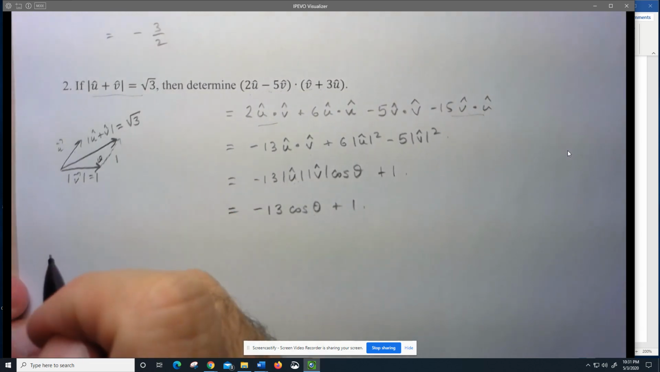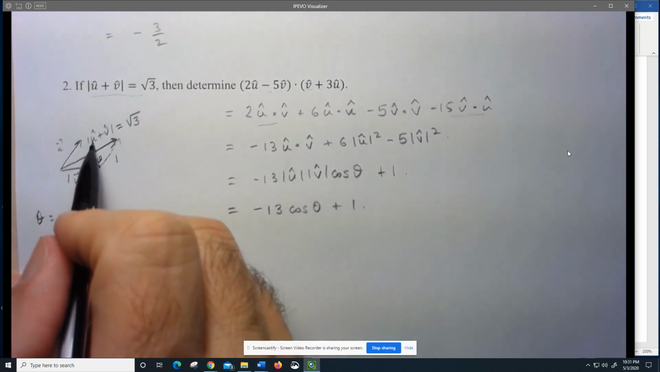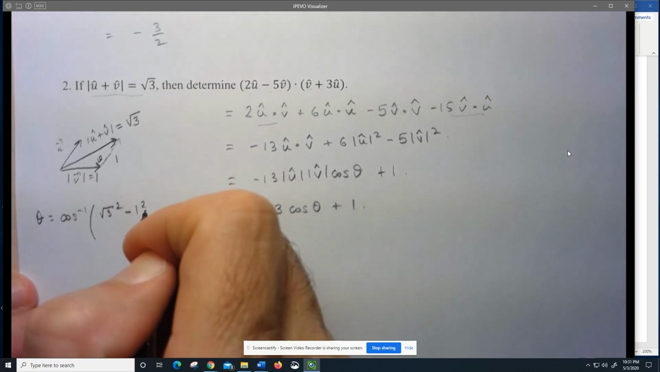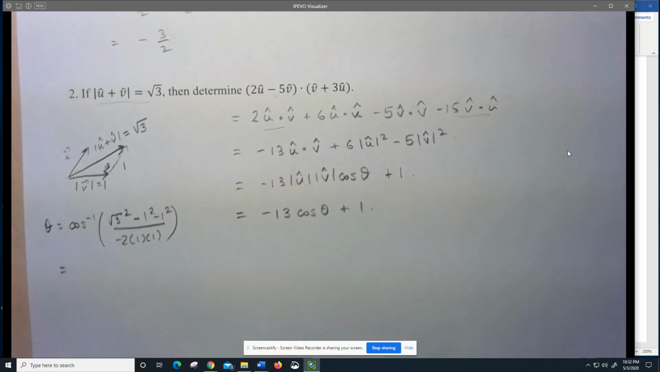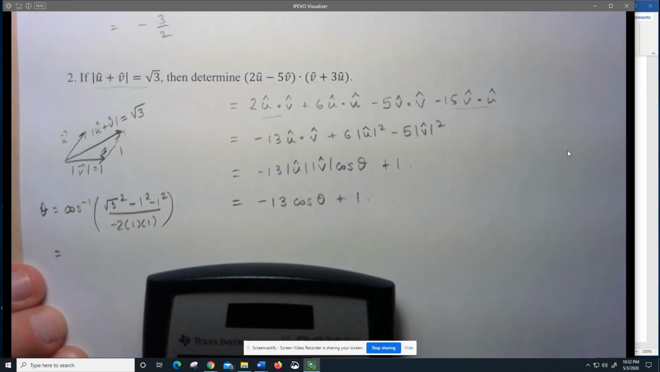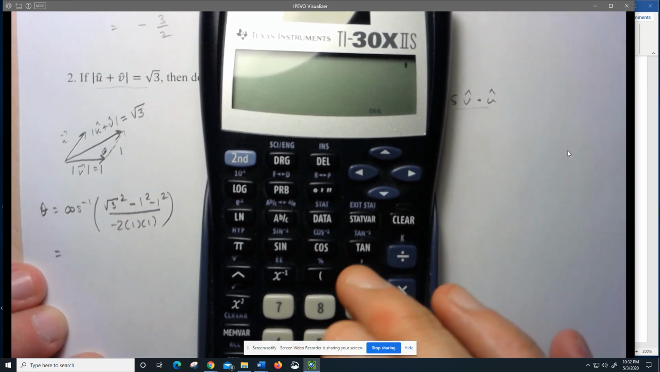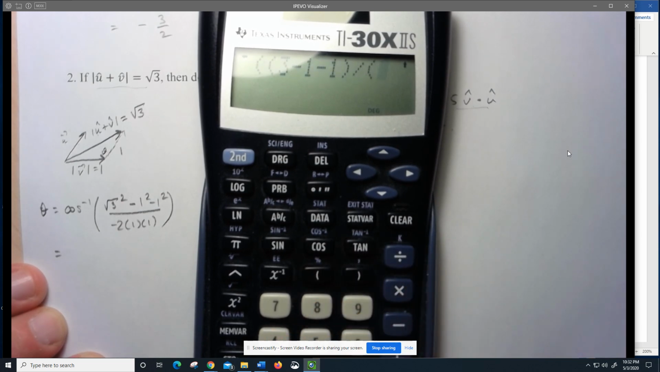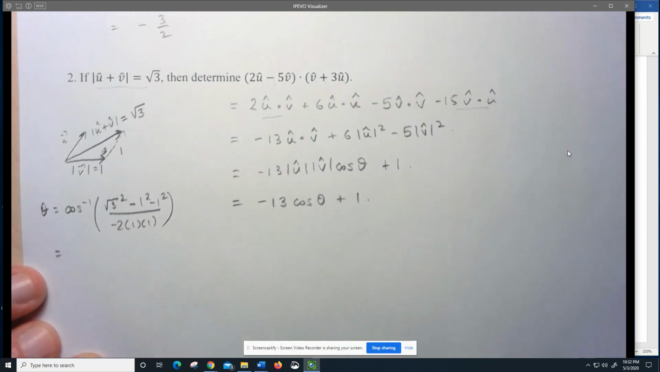So I can calculate theta using the cosine law. So theta is equal to inverse cos of, its opposite side is root 3, so root 3 squared minus 1 squared minus 1 squared, over negative 2 times 1 times 1. Let's calculate this here. So we have cos inverse of root 3 squared, which is just 3, minus 1 minus 1, divided by negative 2 times 1, which is just negative 2. And so we end up with 120 degrees.